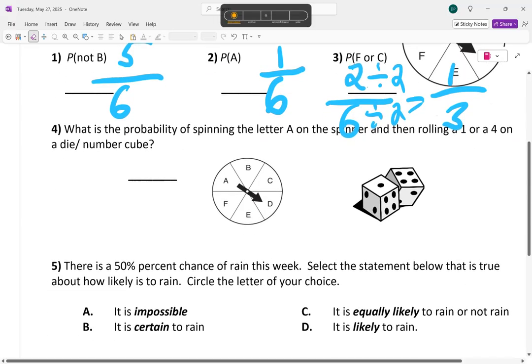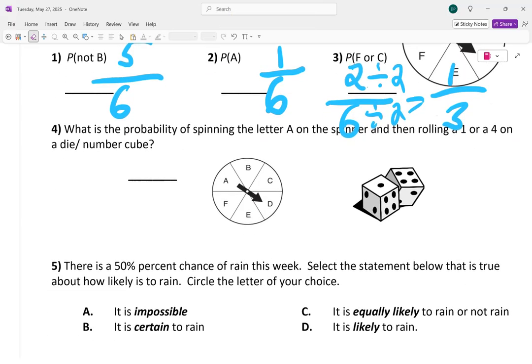All right, what is the probability of spinning a letter A on the spinner and then rolling a 1 or a 4 on the dice? So we're going to take each of those separately, right? And then what do we do with those 2 fractions, Spider-Man? What do we do with the 2 fractions when we get them? Multiply. Right. Very good. Okay, so let's find the first fraction.